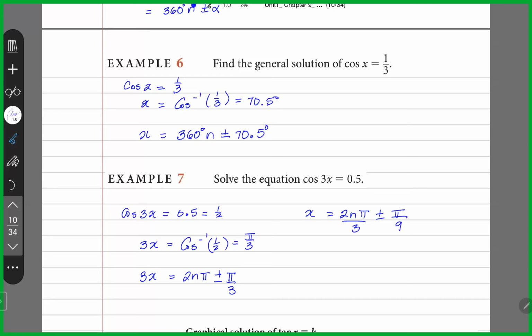If you divide pi by 3 by 3, you're going to get pi by 9. Pi by 3 is 60 degrees. Pi by 9 is 20 degrees. So if you divide 60 degrees by 3, you're going to get 20 degrees. If you divide pi by 3, you're going to get pi by 9.